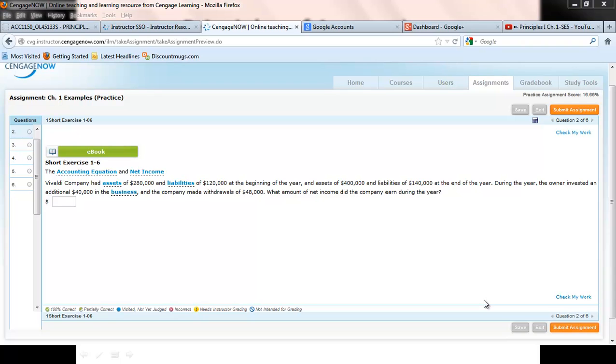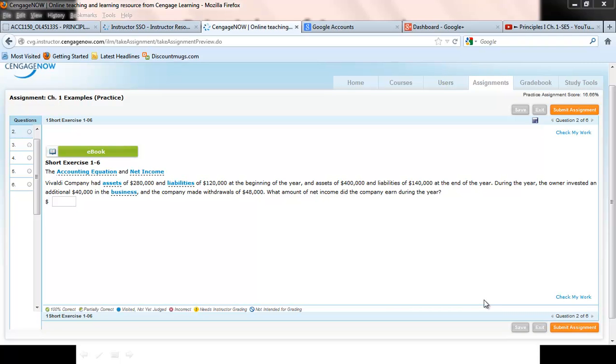So we have our company who had assets of $280,000 and liabilities of $120,000 at the beginning of the year. Then it tells us that our assets were $400,000 at the end of the year and liabilities were $140,000 at the end of the year. Then it goes on to say that the owner invested an additional $40,000 in the business, and then the company made withdrawals of $48,000, and it wants us to determine and calculate what the net income for the company was during the year.